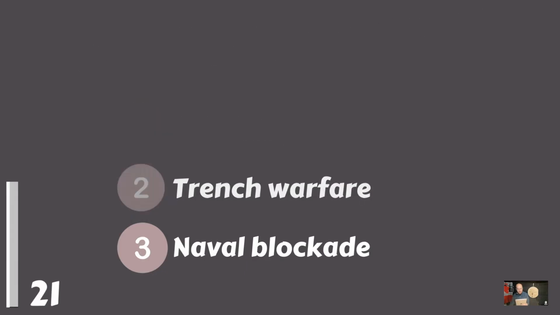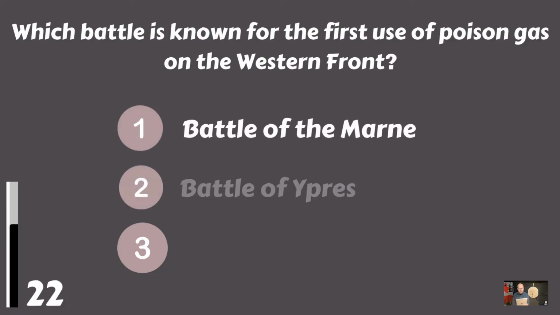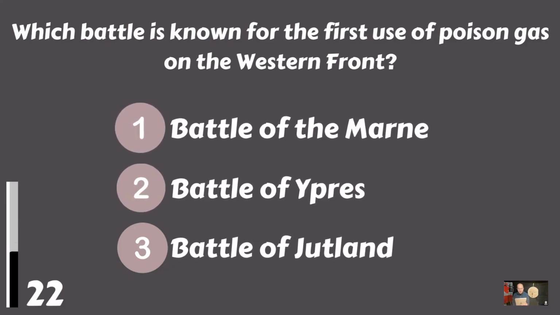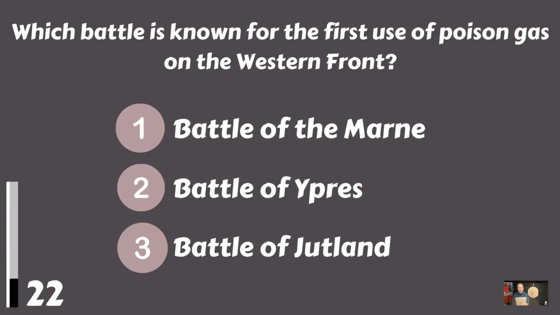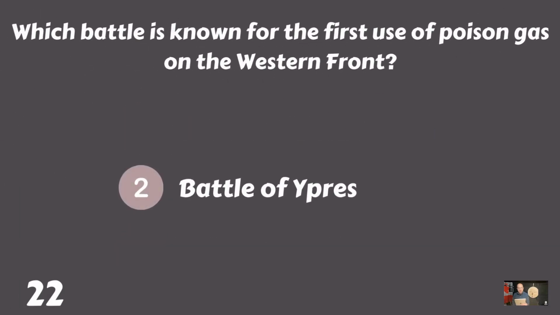And that military strategy was trench warfare. Which battle is known for the first use of poison gas on the Western Front? Was it the Battle of the Marne? Was it the Battle of Ypres? Was it the Battle of Jutland? And that was the Battle of Ypres.